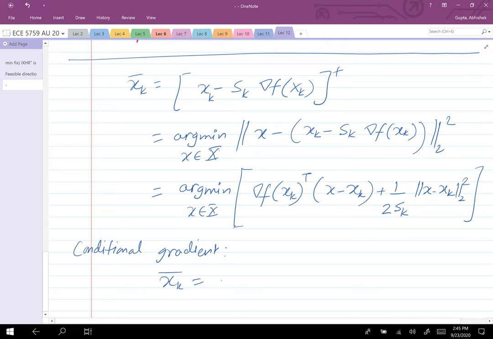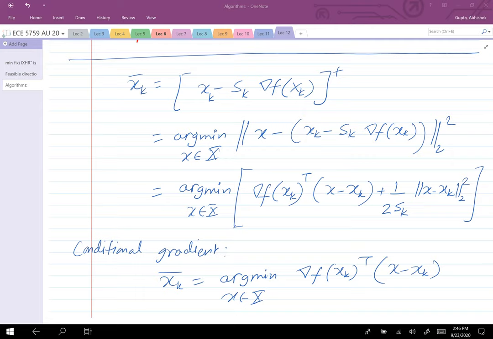Where your x bar k was the argmin over x in capital X of gradient of f(xk) transpose (x minus xk). So what's the difference between the two ways of picking x bar k? Controlling the step size. So yes, you have basically convexified the objective function by adding this squared norm term with some step size sk, and then you're taking a minimization over x. Okay, so that's the essential difference between the conditional gradient method and the gradient projection method.